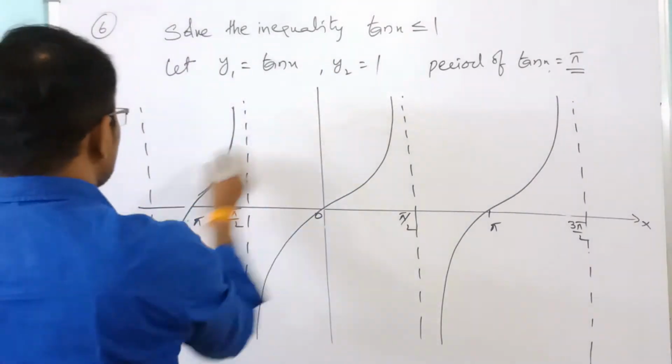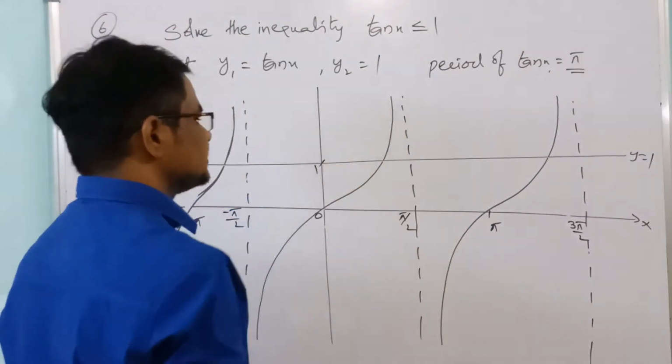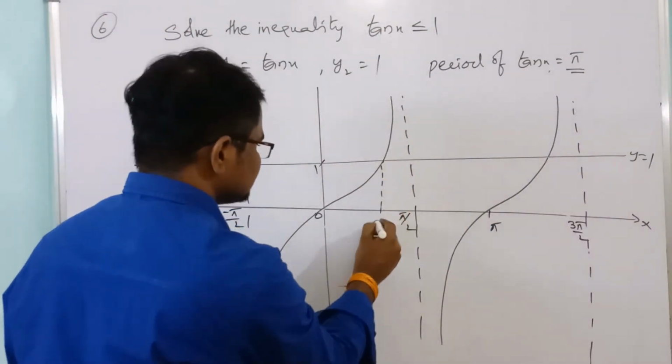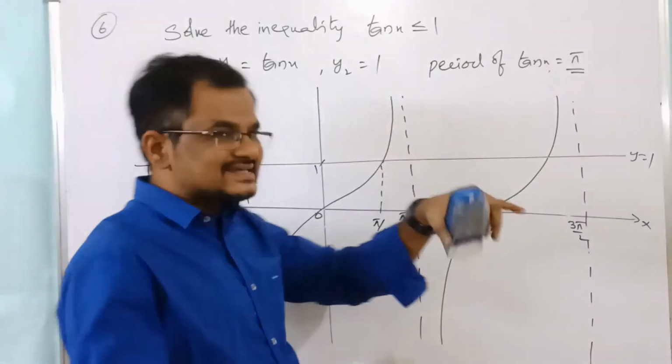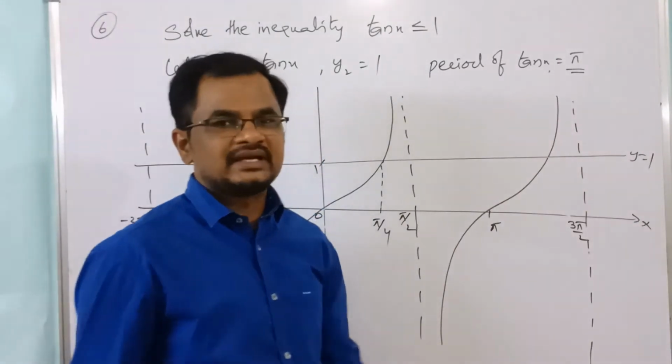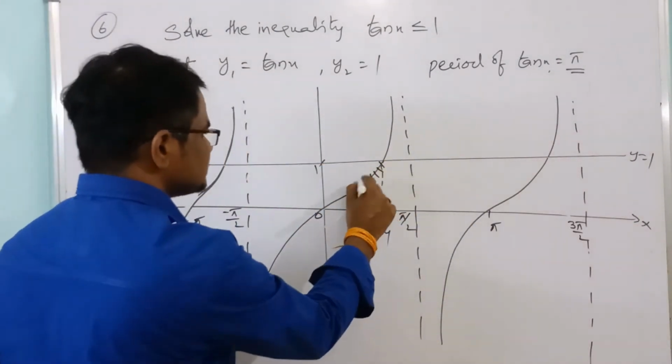Now here y equal to 1 means like this. This is y equal to 1. Suppose here 1 is there, so it is intersecting here. So it is pi by 4, right? Tan x less than or equal to 1 is being asked. Tan x is less than or equal to 1. Less than or equal to 1 means all these.